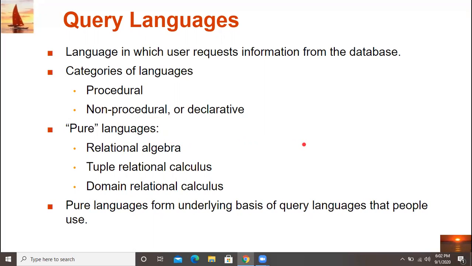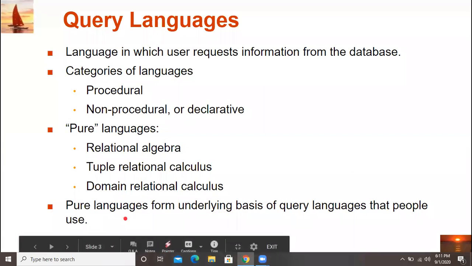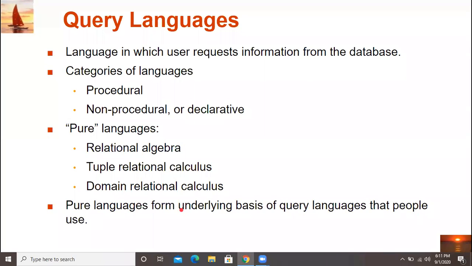Whenever we are talking about relational databases, we have three pure languages: relational algebra, tuple relational calculus and domain relational calculus. So pure languages form the underlying basis of the query languages that people use. So here we can say these are three categories of pure languages for relational database models. Pure languages form the underlying basis for all the query languages that people use.